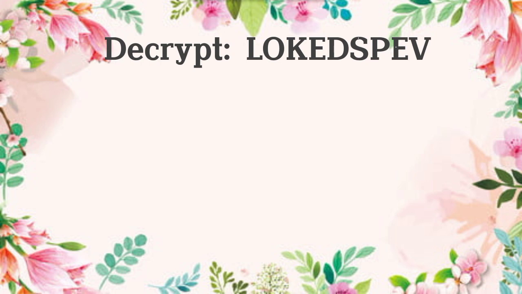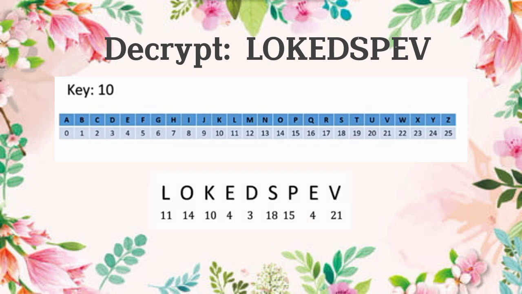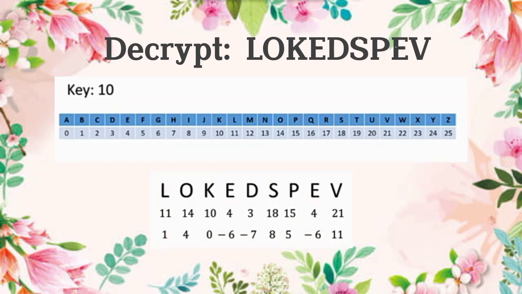Now, let's try decrypting this ciphertext using K equal to 10. Still using the same number assignments, these are the numbers corresponding to the letters of the word we want to decode. Take note that these are the shifted positions and we would like to put them back to the original positions. And we do that by subtracting 10 from the numbers, and the results are shown.